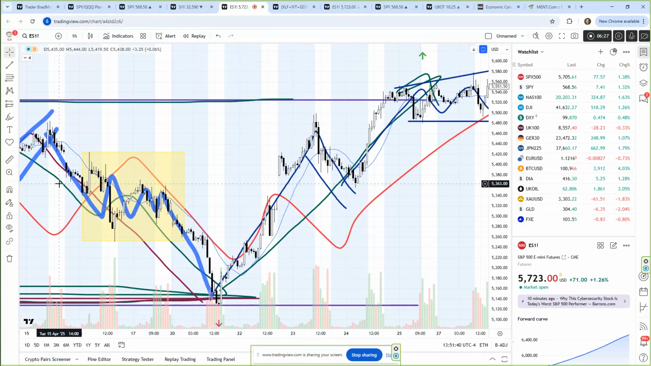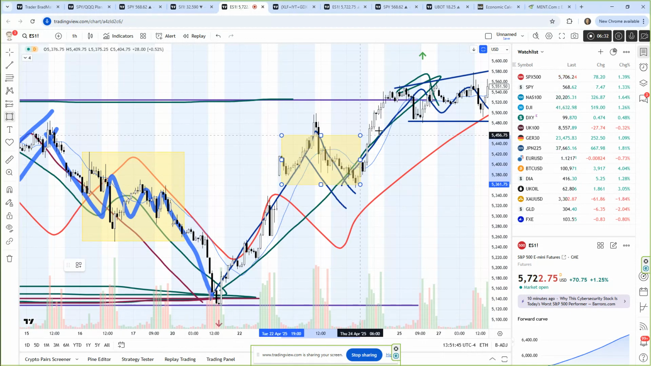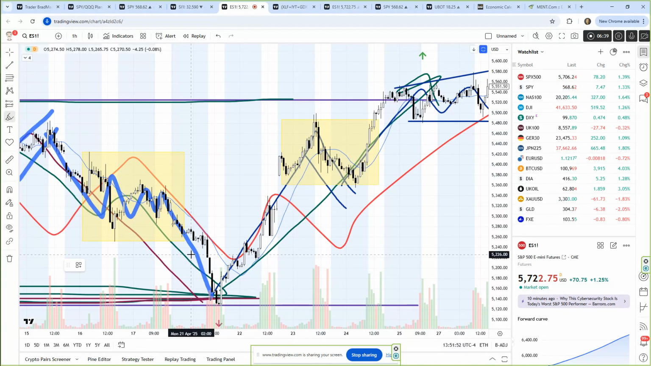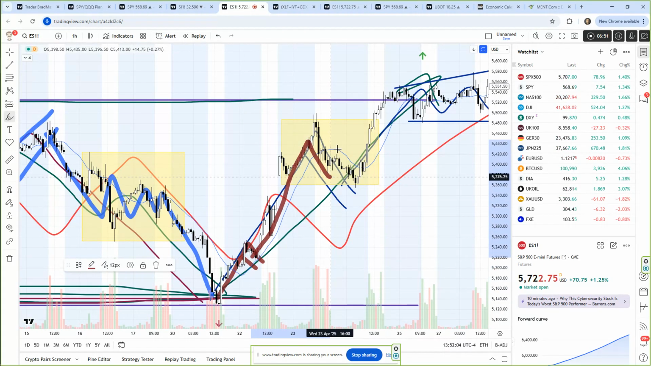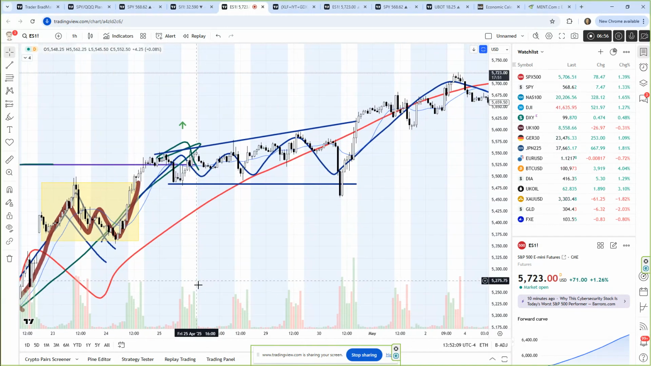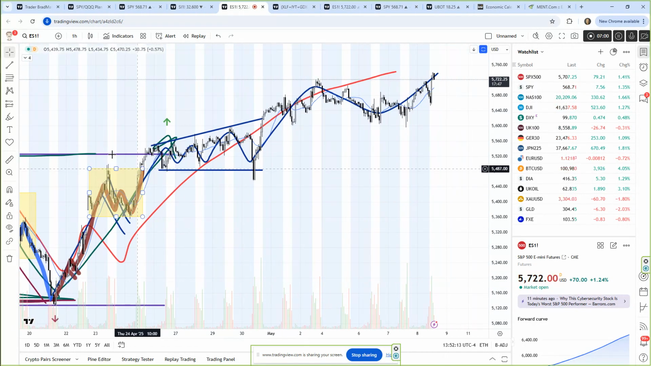This looks like sideways consolidation right here, basically from here to here. And that would mean that at some point, we have to have some sort of a flag breakdown, maybe right here, breaking down, rallying up into consolidation, and then rallying up into our ultimate high.